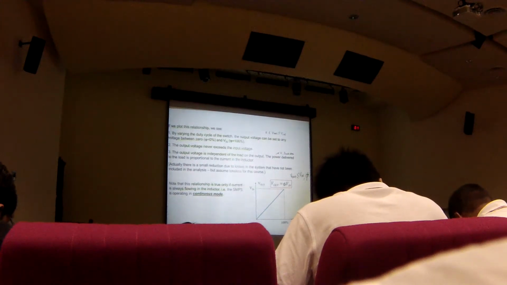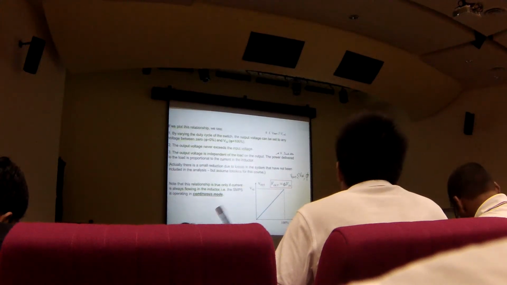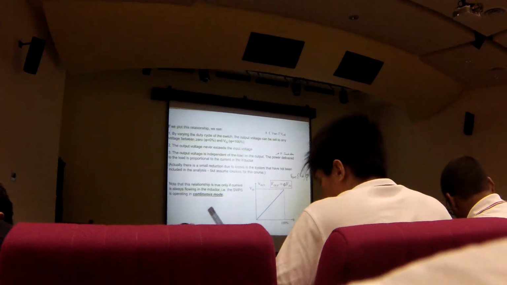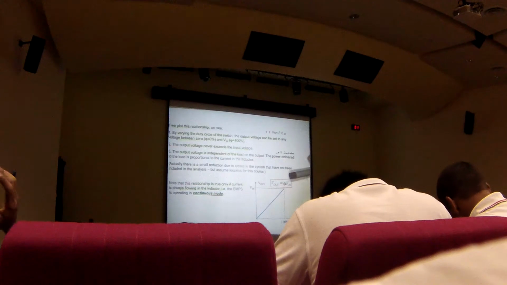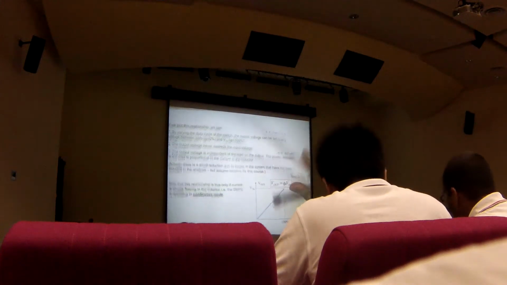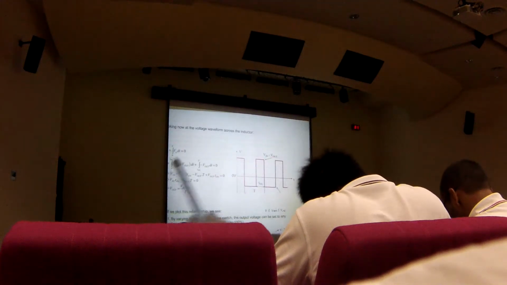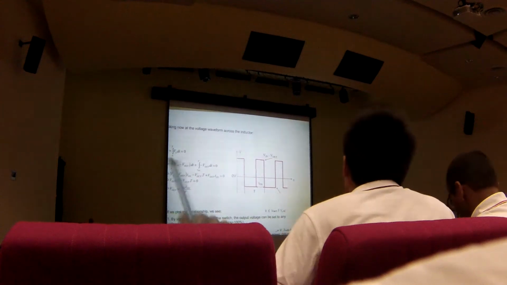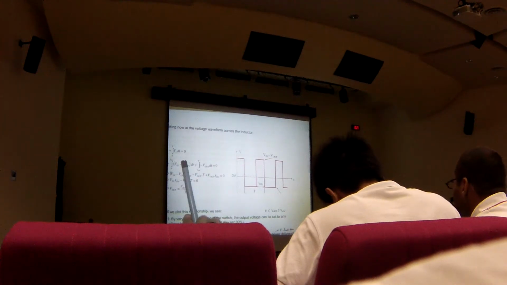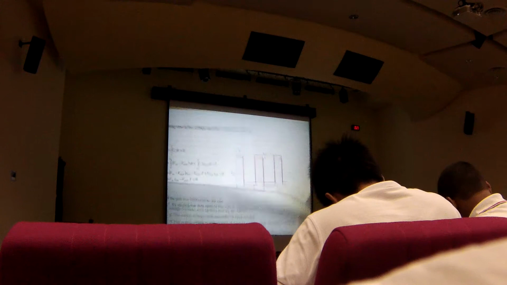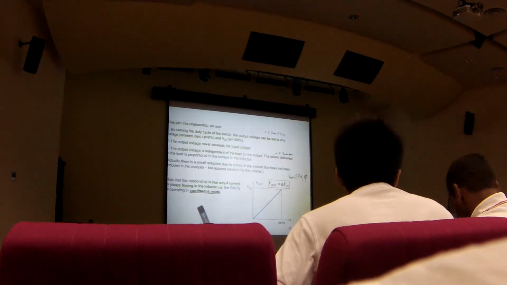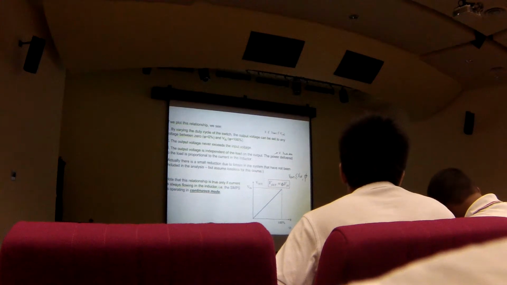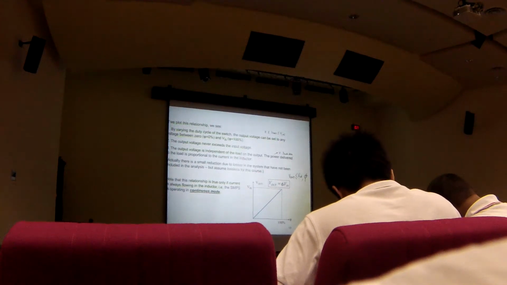Note that this relationship is true only if current is always flowing in the inductor. What happens if current is not always flowing in the inductor? If current is not always flowing, then your net flux will not be 0. So for this to be true, it must be in continuous mode. This is just a recap.